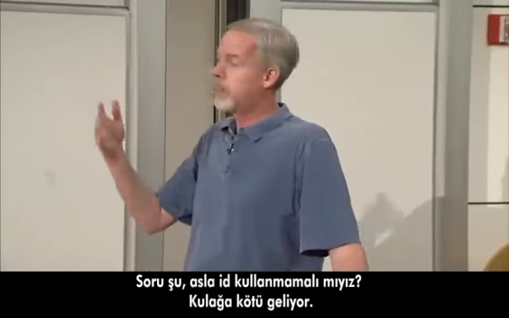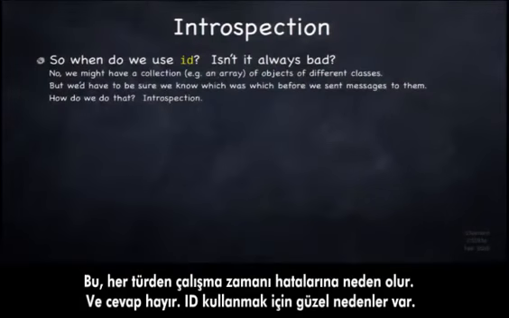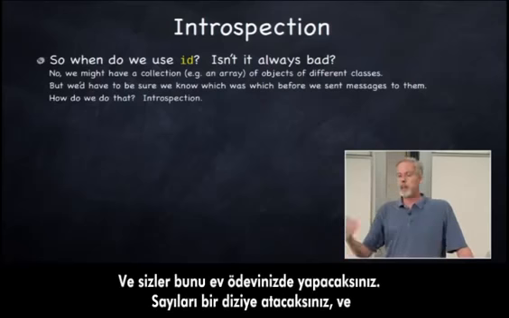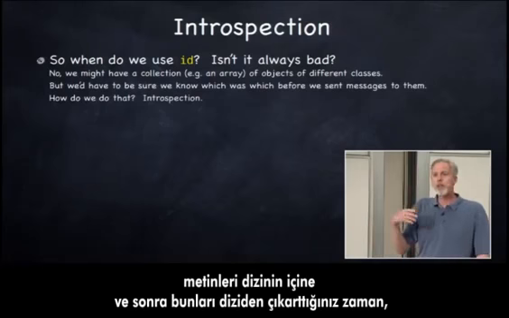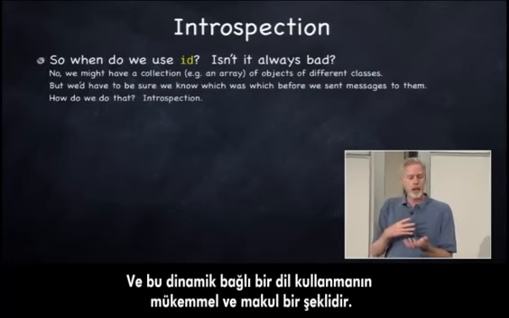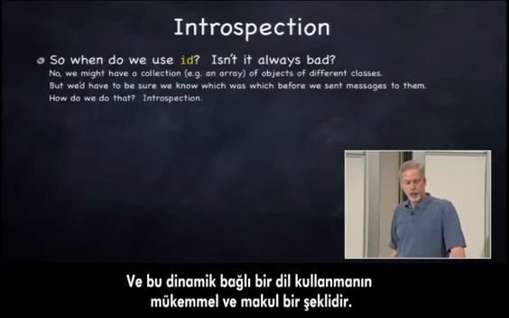So the question is, should we never use id? It sounds bad. It causes all kinds of runtime crashes. And the answer is no, there's good reasons to use id. One of the best reasons to use id is when you're putting a whole bunch of different kinds of objects into an array. And you're going to be doing this in your assignment. You're going to be putting numbers into the array and strings into the array, and then when you pull them out, you're going to look and see what they are, and based on what they are, you're going to do different things. And that's a perfectly reasonable way to use a dynamically bound language.